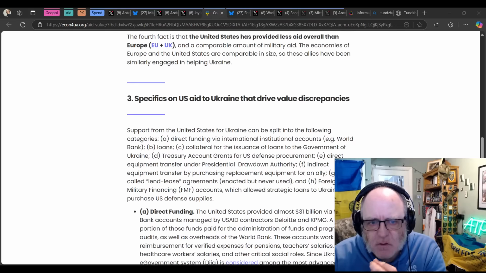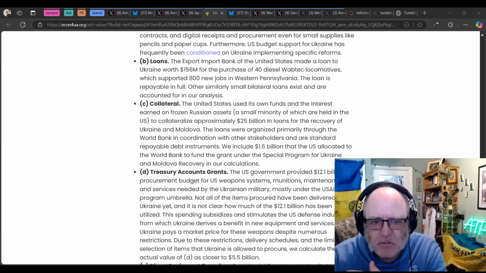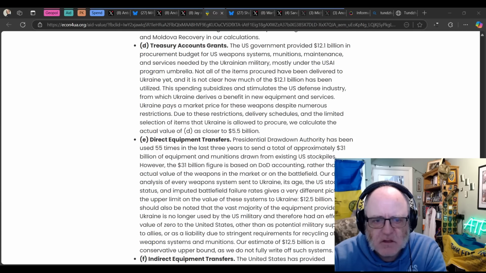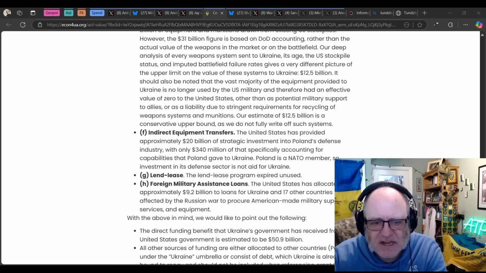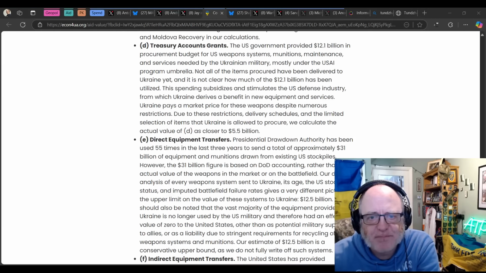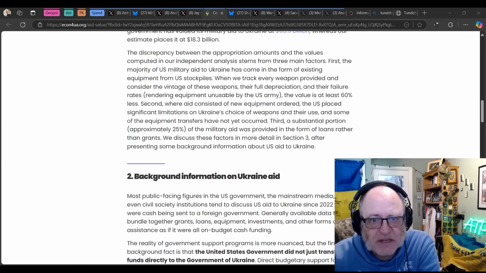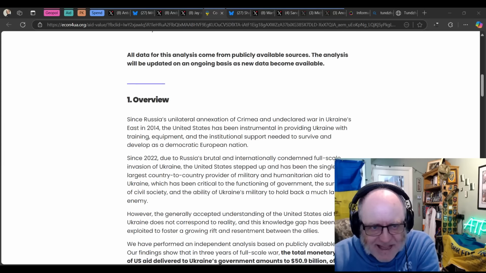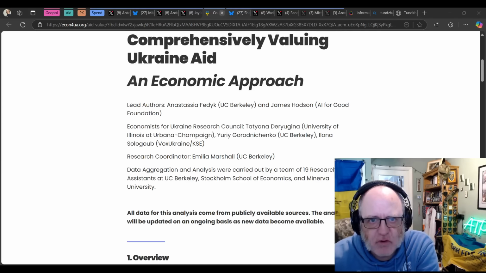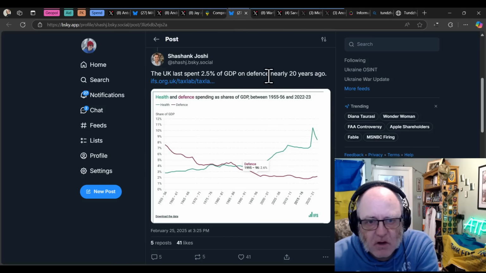And then it goes into the specifics on USA to Ukraine that drive value discrepancies, talking about direct funding, loans, collateral, treasury accounts, grants, direct equipment transfers, indirect equipment transfers, lend-lease, although that was unused, as it mentioned, and foreign military assistance loans. So there you go. If that analysis is to be believed, then the US really need to reassess where they're at and the rhetoric of people like Donald Trump. Fascinating stuff. And Jane Keeves, as you can see, is pretty angry about that, as others are as well.